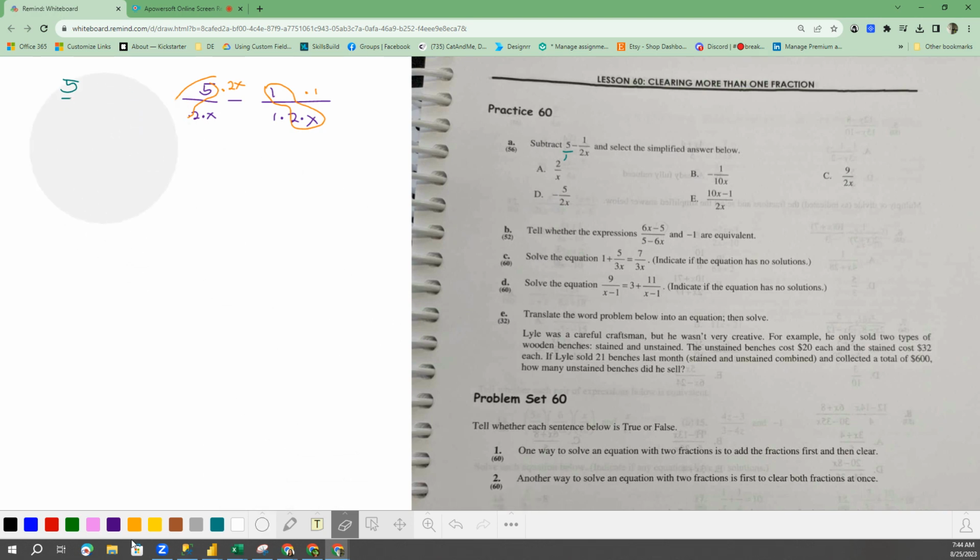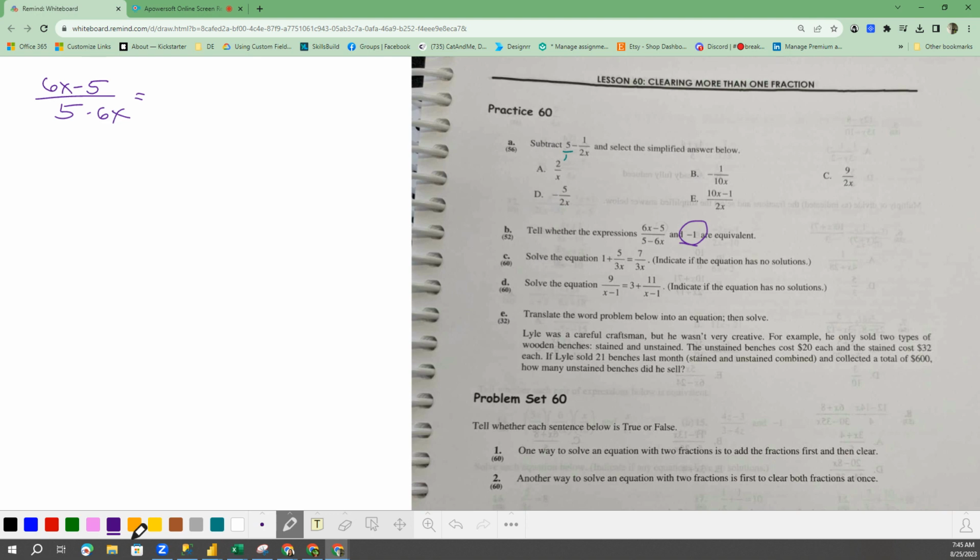Okay, so let's move on to number 2. All right, so tell whether the expression and negative 1 are equivalent. This is obviously the simpler one, so we will do the other one. So 6x minus 5 over 5 minus 6x. And they kind of look the same. However, their signs are different. The 6x in the numerator is positive, and the 6x in the denominator is negative. In the numerator, the 5 is negative, and in the denominator, the 5 is positive.